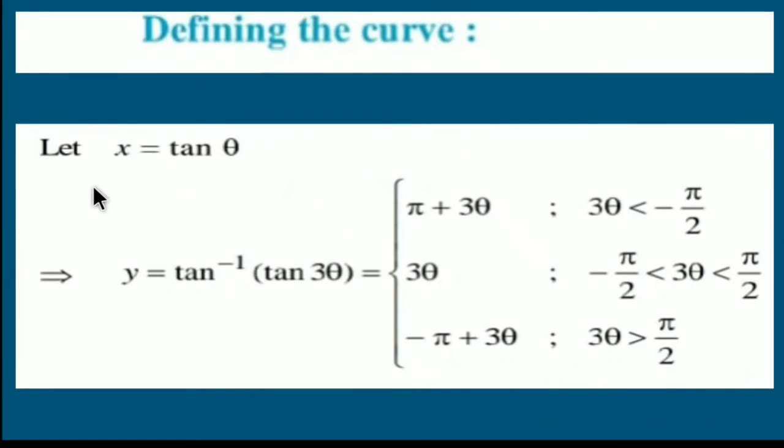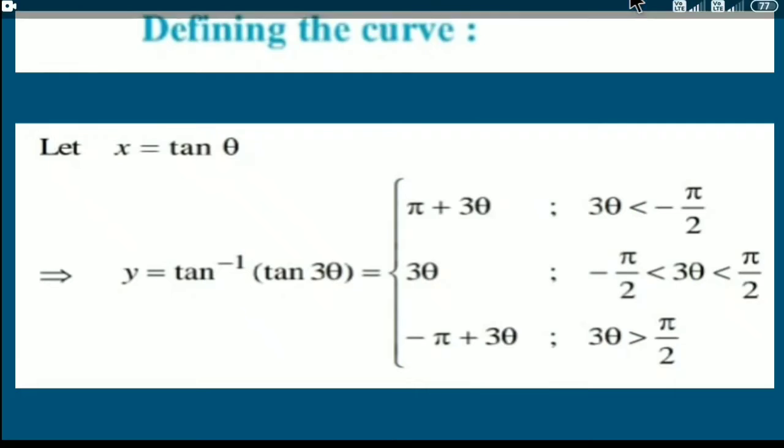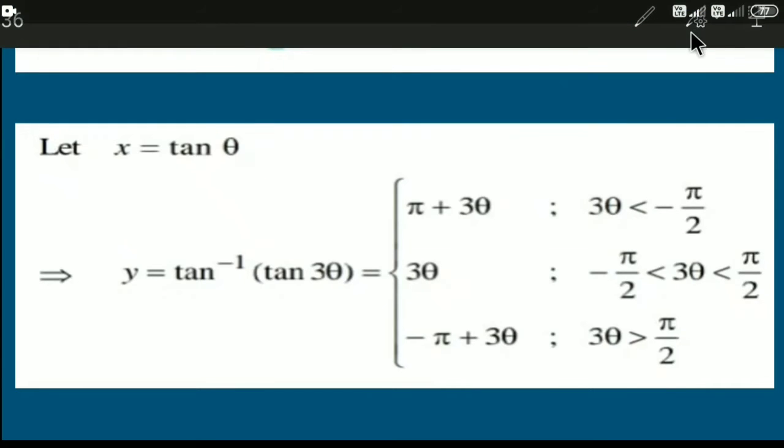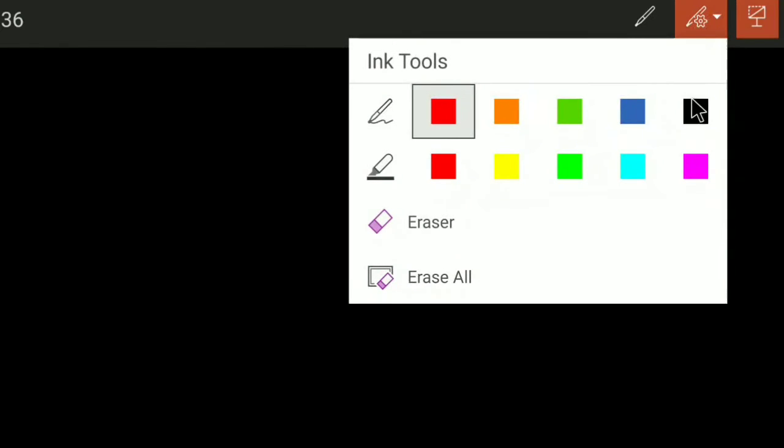To define the curve, you can substitute x equal to tan θ, so that it becomes tan inverse tan 3θ. If you check the graph of tan inverse tan 3θ, like this, the graph of tan inverse tan x is like this way. You can draw the graph of this one.